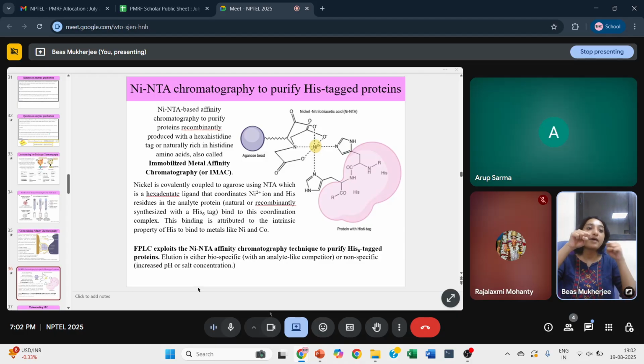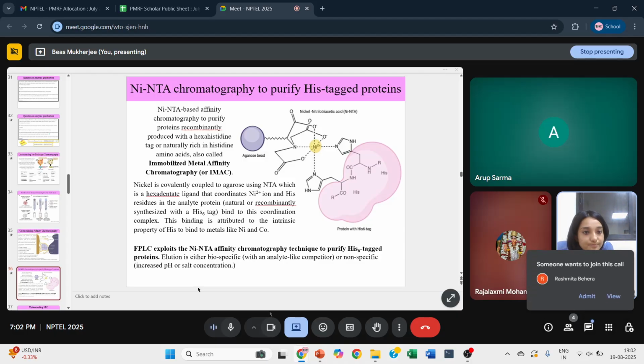Now this NTA binds to nickel through a conjugation complex, and the imidazole ring in the histidine of the protein binds to this nickel as well. This entire thing is called immobilized metal affinity chromatography, or IMAC. Once the protein of interest binds to nickel and you wash it, the protein of interest is removed. Later, when you recharge the column, you remove all the bound proteins using NaOH.